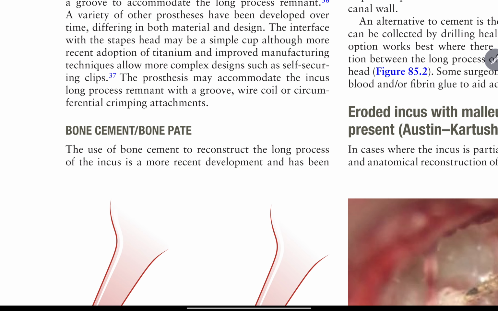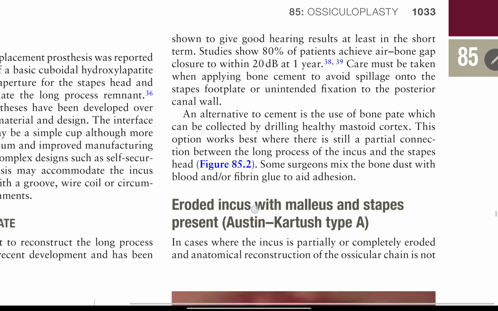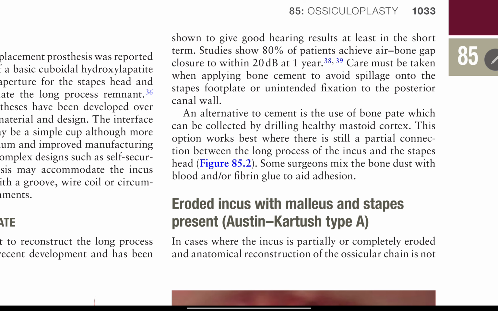Bone cement. The use of bone cement to reconstruct the long process of incus is a more recent development and has been shown to give good hearing results, at least in the short term. Studies show 80% of patients achieve air-bone gap closure to within 20 decibels at 1 year. Care must be taken when applying bone cement to avoid spillage onto the stapes footplate or unintended fixation to the posterior canal wall. An alternative to cement is the use of bone paste, which can be collected by drilling healthy mastoid cortex.